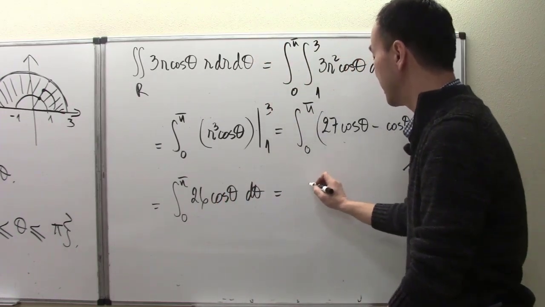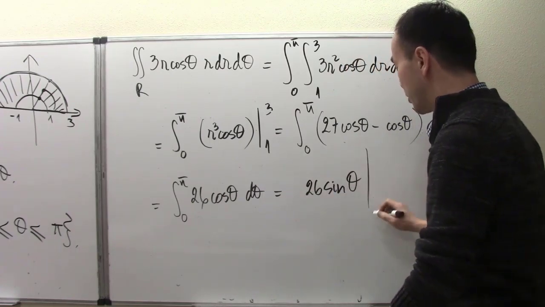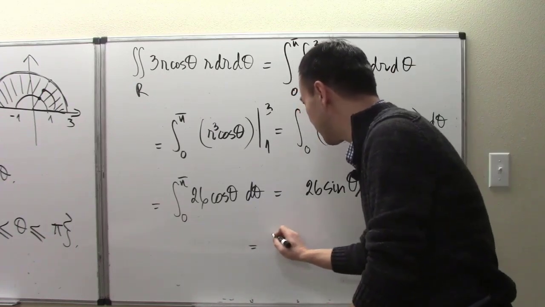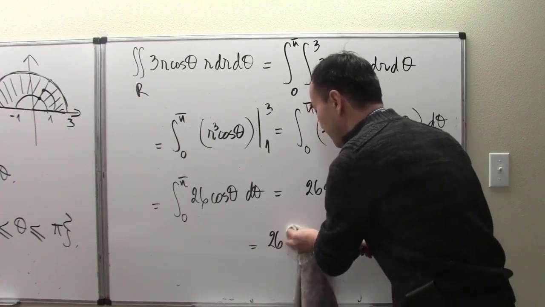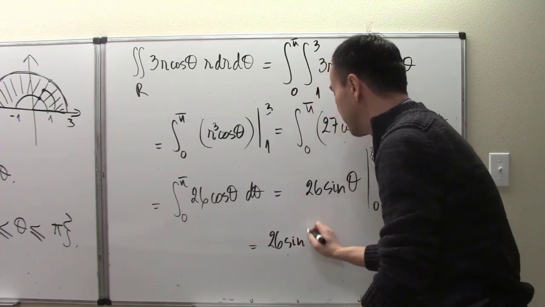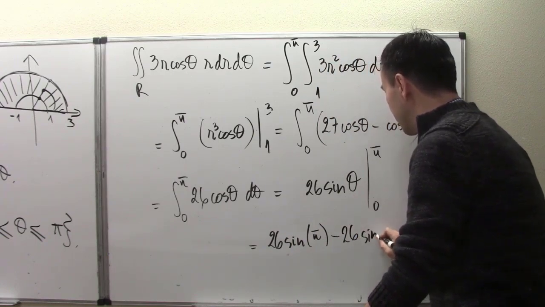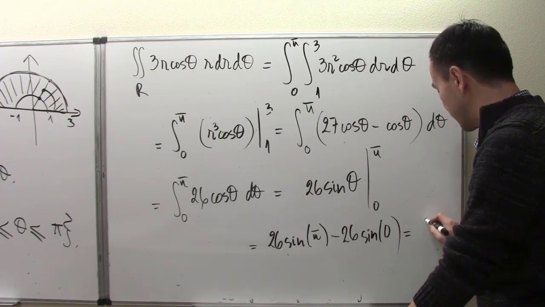We are looking at 26 sine of theta and evaluating this from 0 to pi. And so the answer comes out 26 times sine of pi minus 26 times sine of 0. Okay, and the answer comes out all together being 0.